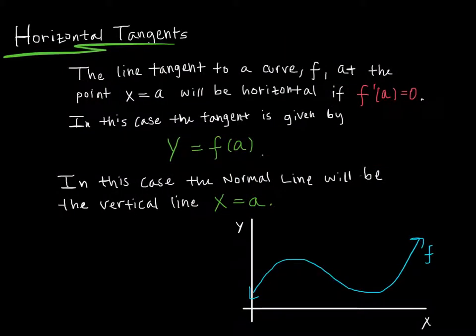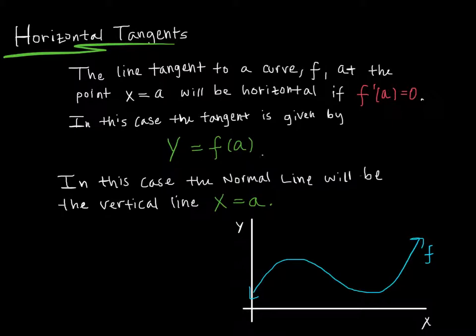All right, so horizontal tangents. The line tangent to a curve f at the point x equals a will be horizontal if f prime of a equals 0. In this case, the tangent is given by y equals f of a, right? It's always going to be equal to that y value for that point. In this case, the normal line will be the vertical line x equals a.